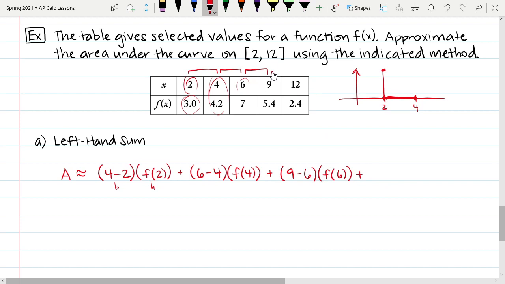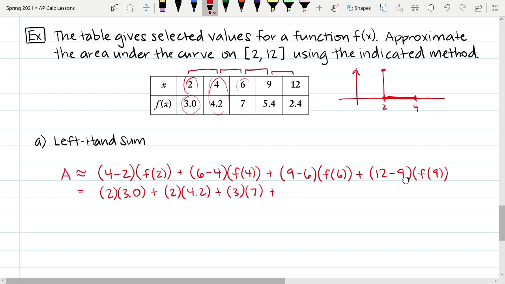And finally, for the last rectangle, we're going from 9 to 12, so 12 minus 9 will be the width, and then the height is going to be f of 9. And then now we just substitute in the values. So 4 minus 2 is going to be 2, f of 2 is 3.0, plus 6 minus 4 is going to be 2, f of 4 is 4.2, plus 9 minus 6, which is 3, f of 6, which is 7, and then 12 minus 9, which is 3, and then f of 9, which is 5.4.